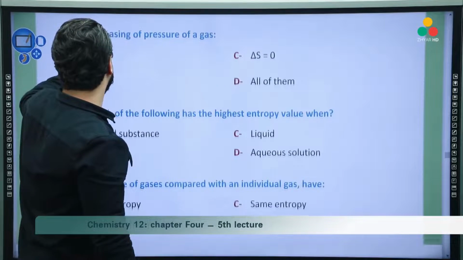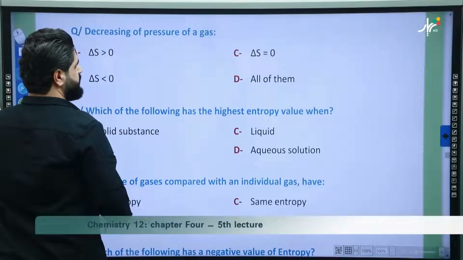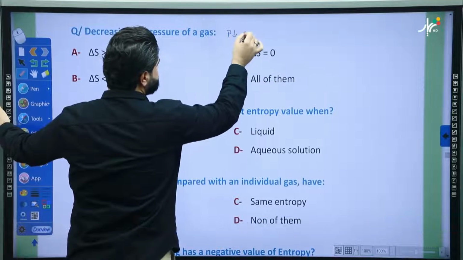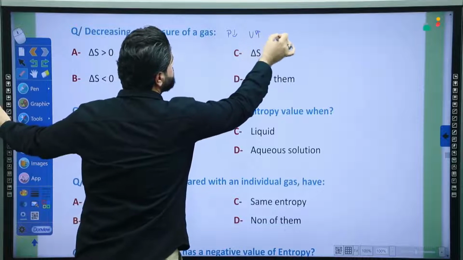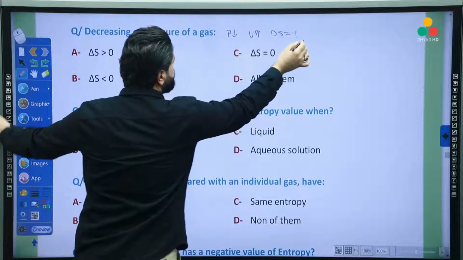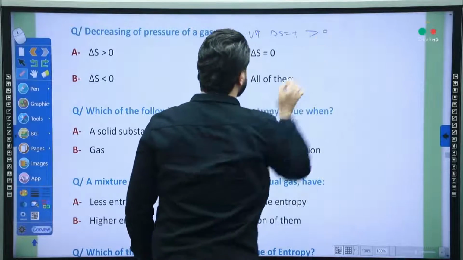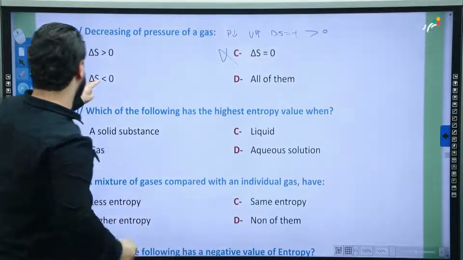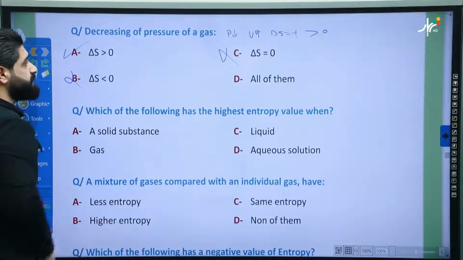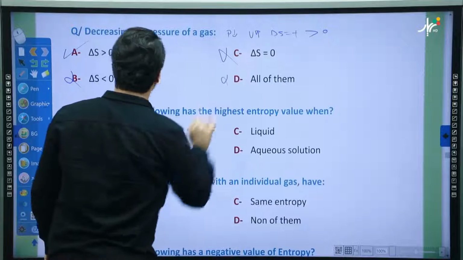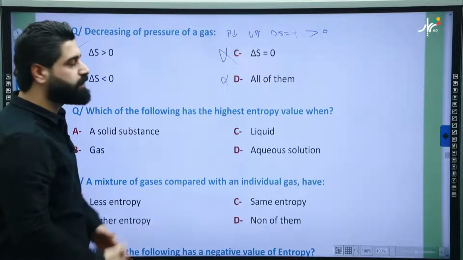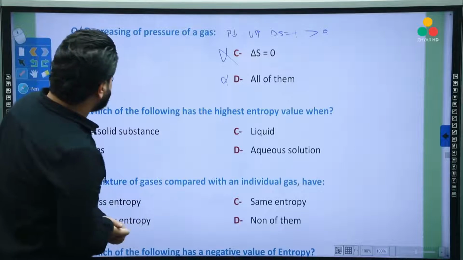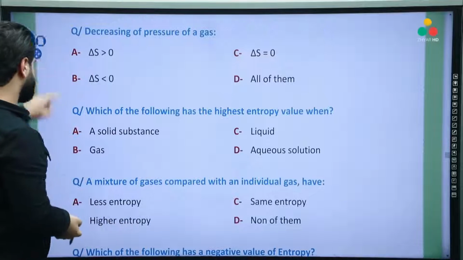Next question. Decreasing of pressure. If pressure is decreased, the volume will increase, so delta S will increase too. If it's positive, it means it's greater than 0. First of all, it's not equal to 0. Is it smaller than 0? No. It's greater than 0. Yes, very good. So if we decrease pressure, the volume will increase, delta S will increase, the randomness will increase. So the value of delta S will be greater than 0.